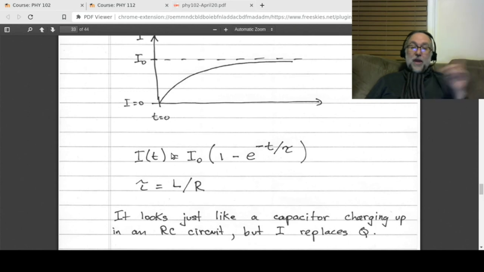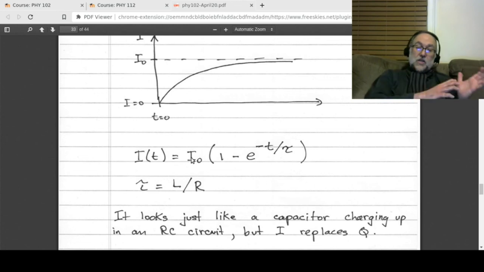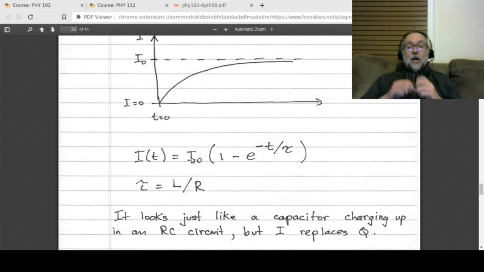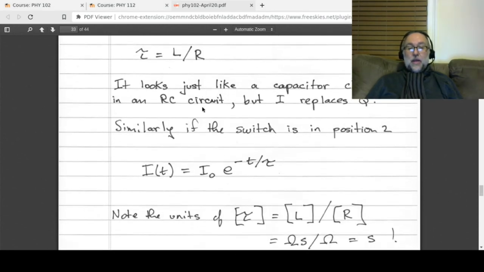So this equation, if you compare it to the equation for a capacitor charging up in the RC circuit, you'll see that it looks the same, except that in there we had Q's and here we have I's. For the RC circuit, you're looking at charges building up. For the RL circuit, you're looking at currents building up. The other thing that's different, of course, is the time constant tau. There's no C here, so the time constant is different. The time constant in this case is equal to L divided by R. So there's the time constant. I'll show you that it actually has the right units in a second.